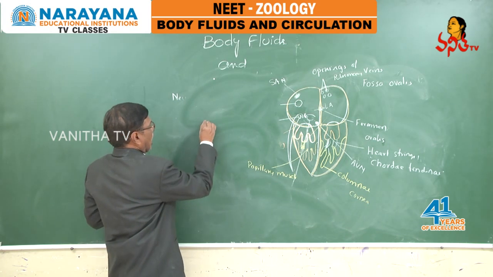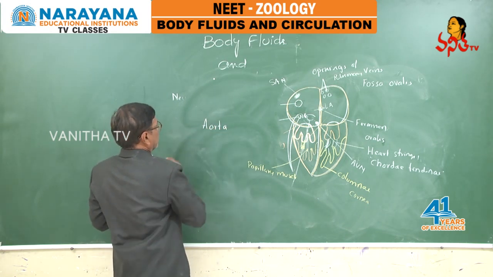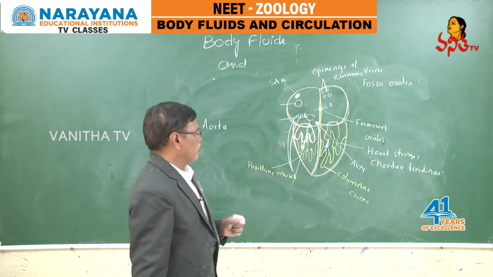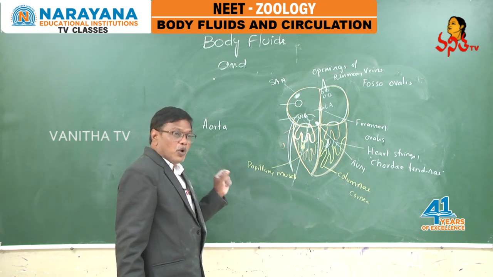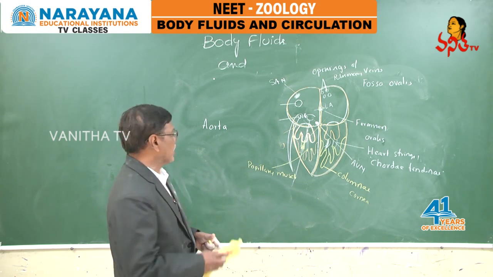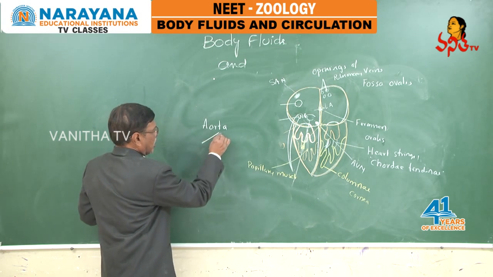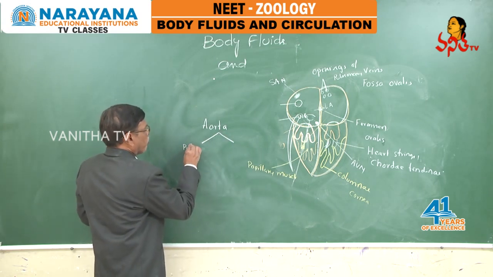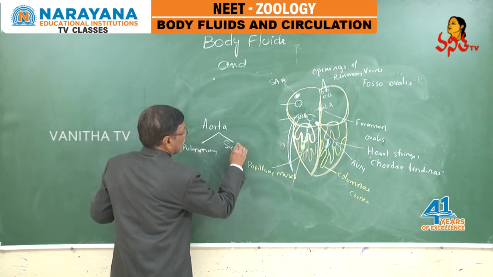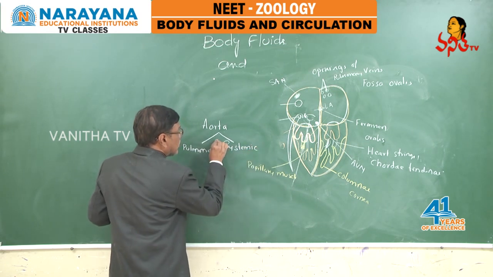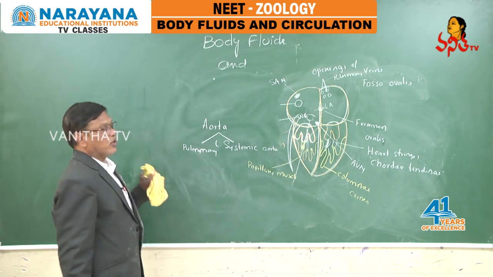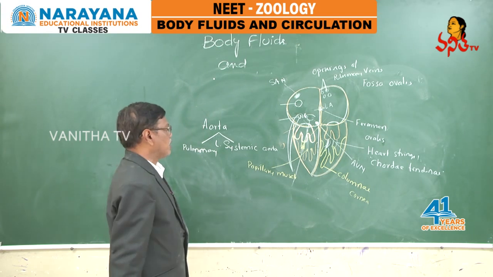Then coming to aorta, the main blood vessels that originate directly from the heart are called what? Aorta. In human beings, as the conus arteriosus is not there, aorta directly originates from the ventricles. In human beings, aortae are only two: one pulmonary aorta, another left systemic aorta. Only two aortic arches.